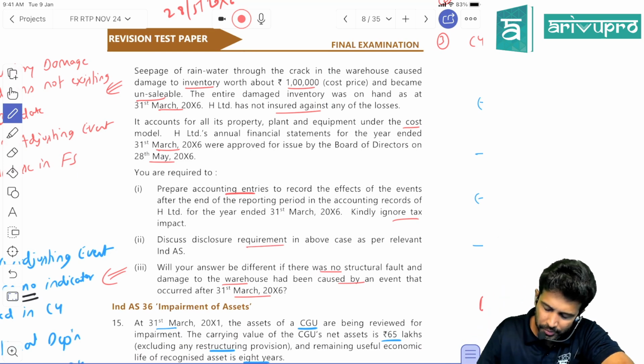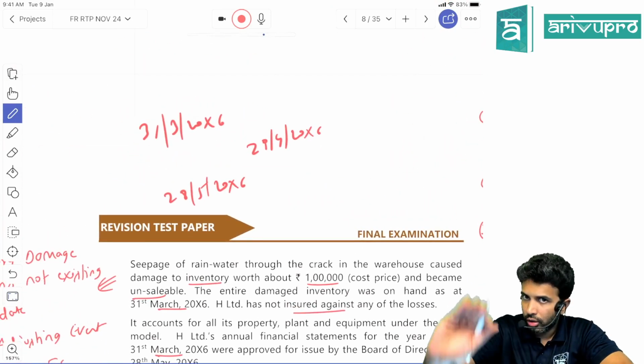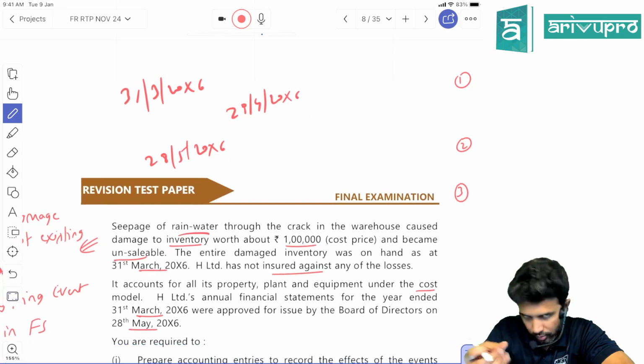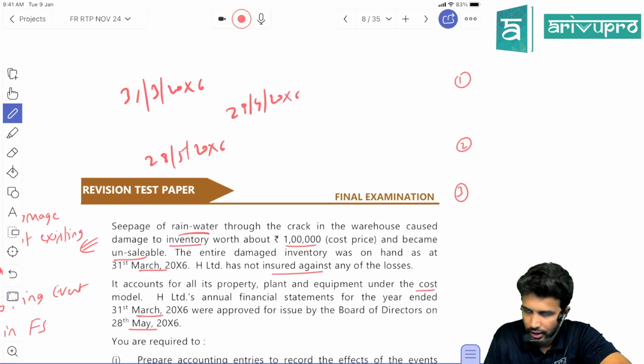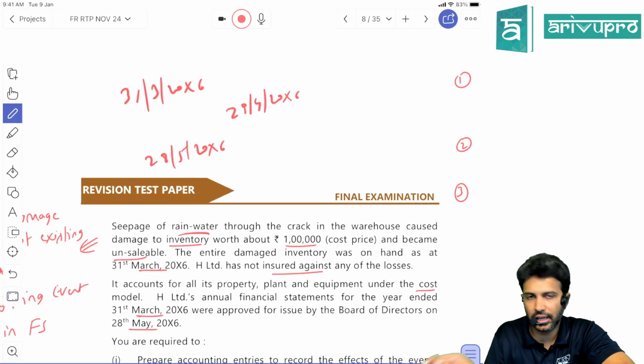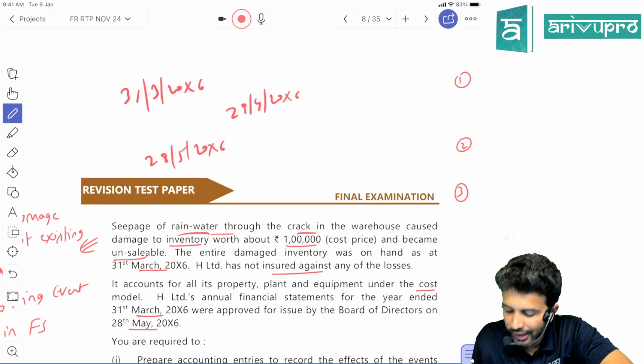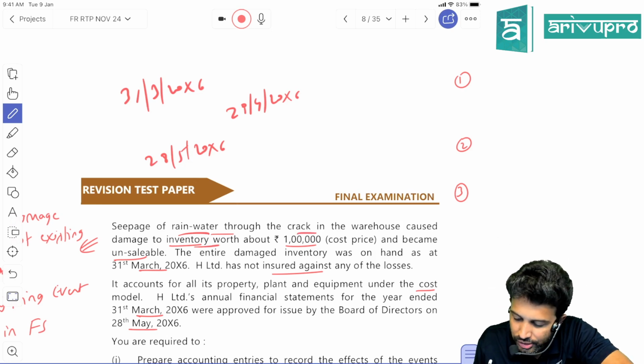There's one more, which we will talk about. Now this is about the warehouse, that is PP. Now they're saying seepage of rainwater. One more paragraph of this particular question we had not studied. We'll read this and then take up the second requirement. Seepage of rainwater through the crack in the warehouse caused some damage to the inventory worth 1 lakh.